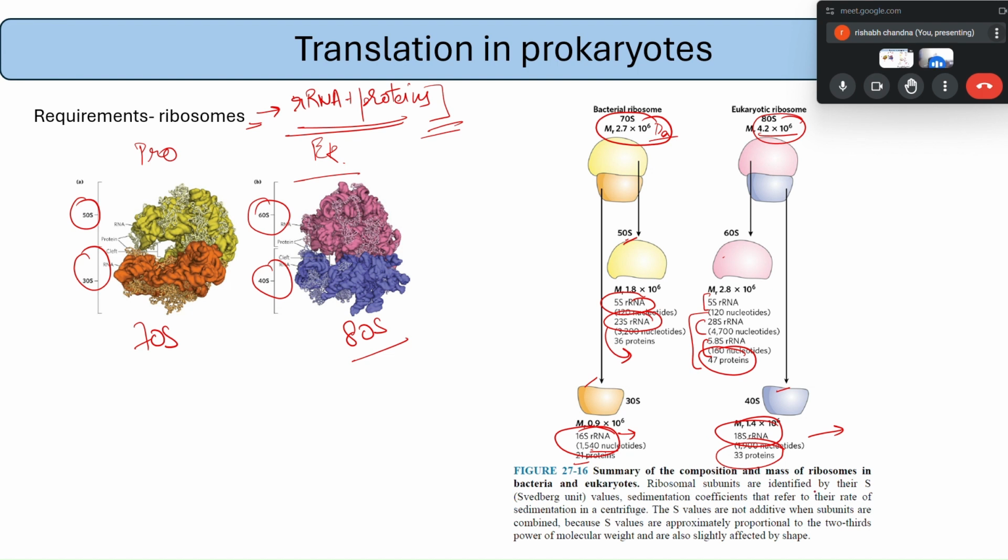So this S value comes from the sedimentation rate. This is the Svedberg unit, and this is due to the sedimentation coefficient that we get during centrifugation. So this is the basic thing about the ribosome.